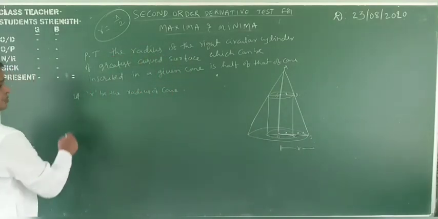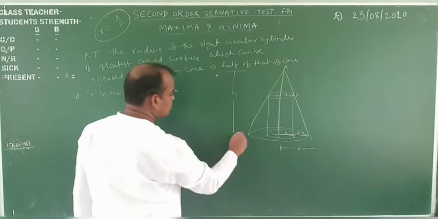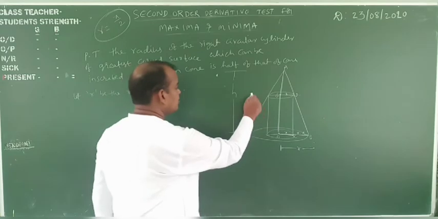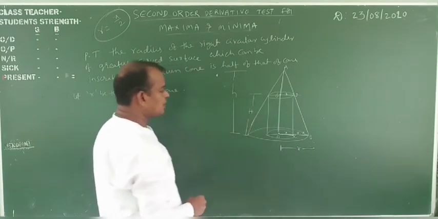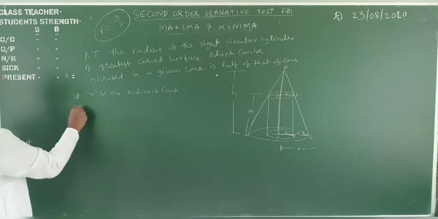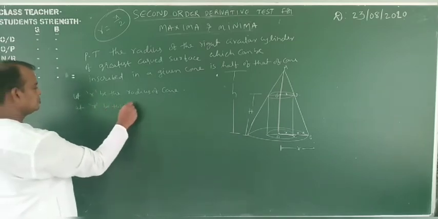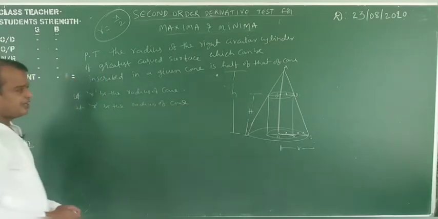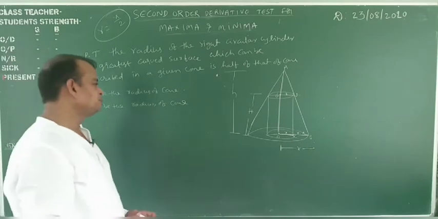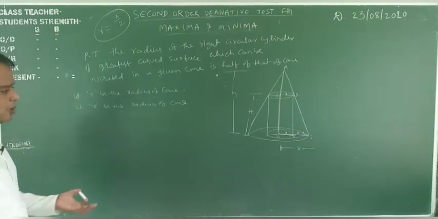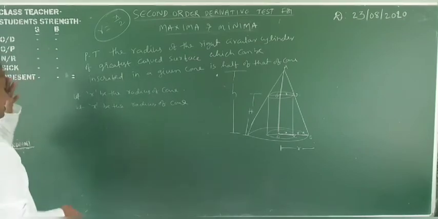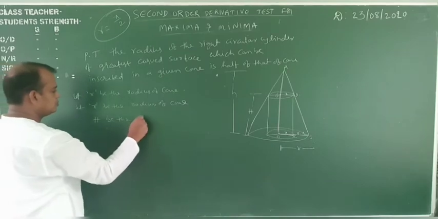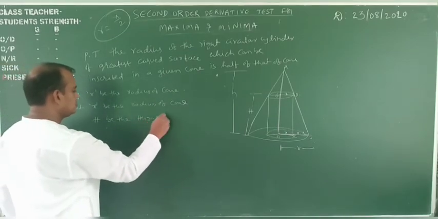Let capital H be the height of the cone, here from this one to this one, capital H. Let capital H be the height of the cylinder. Let small x be the radius of the cone. Understood or not? Yes. Capital H be the height of the cylinder.